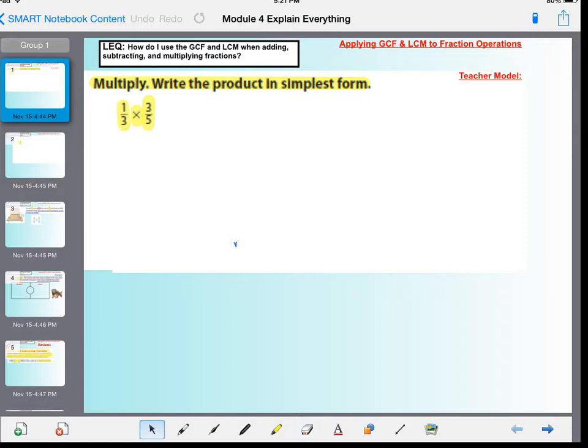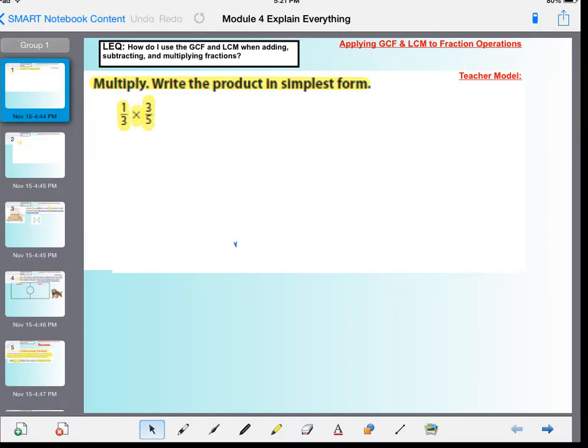Product is a times word. It means to multiply, and they're asking for this answer in simplest form. So that means that we can simplify at the beginning or we can simplify at the end, but we must simplify. I have told you guys that it's easiest to simplify from the beginning. So let's go ahead and take a look at 1/3 times 3/5.